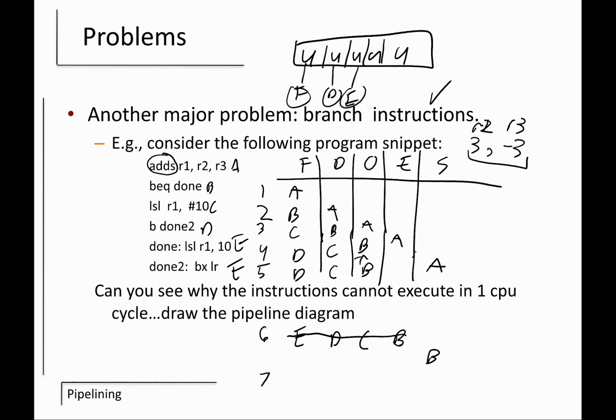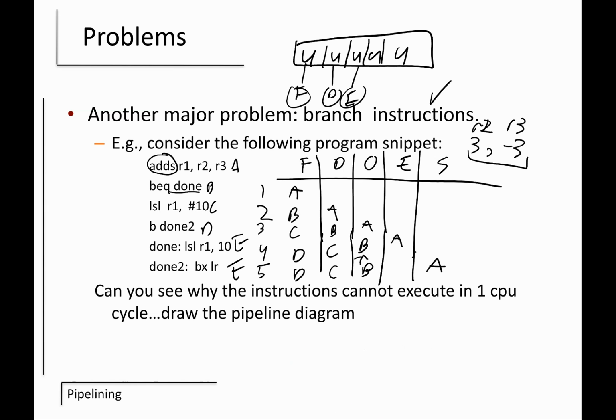So at time 7, well, now I'm going to go to done. So guess what? E is going to get chunked into the pipeline. Time 8, E, and then F. And then E and F, so on and so forth. So this is an example of where branching can be a real problem in terms of performance.